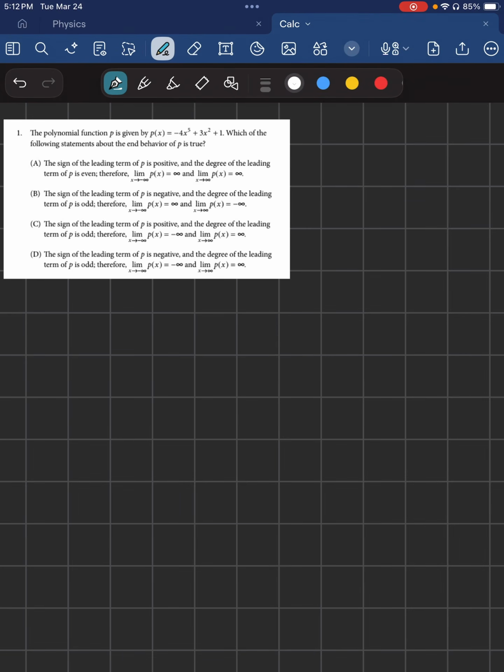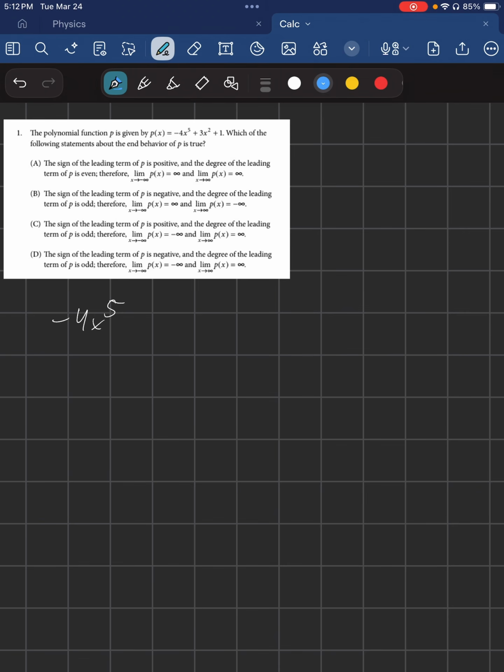All right, this is question 1 of an AP Precalculus practice exam. We are given a polynomial and we're trying to find the end behavior of this function. Well, first of all, we need to figure out what the leading term is to determine our end behavior, which is negative 4x to the power of 5. So from the leading term, we need to figure out what the leading coefficient and the degree is.